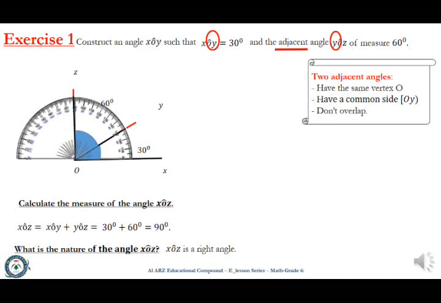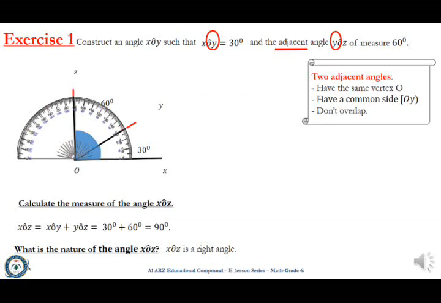But how? We have two possibilities, to the right or to the left of OY. How can we decide? They said adjacent angles, so we have only one choice. Let us remember together the definition of adjacent angles. Two adjacent angles have the same vertex. Here it is clear in the name that the common vertex is O. They have a common side OY. Also, we can see OY in both names. It's a common side. And they don't overlap.